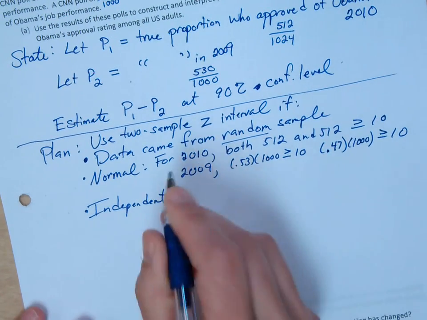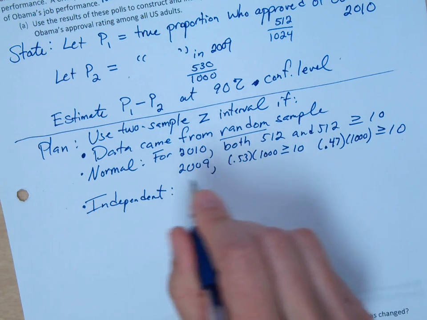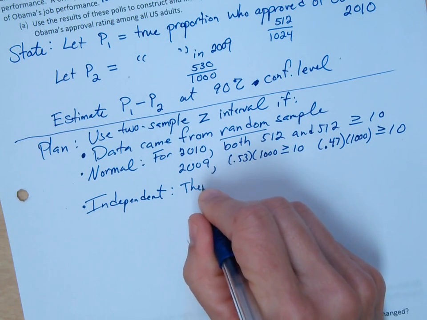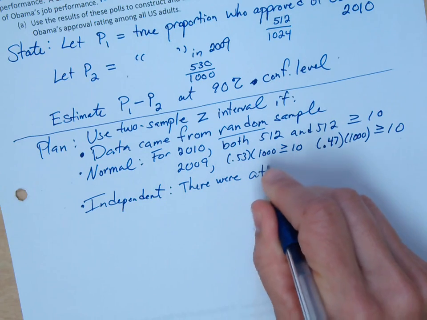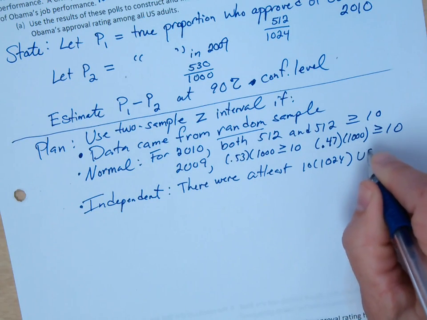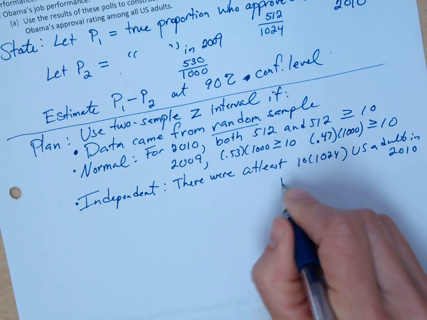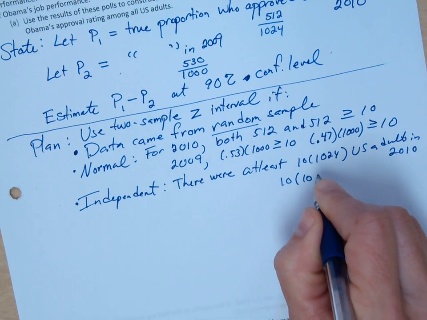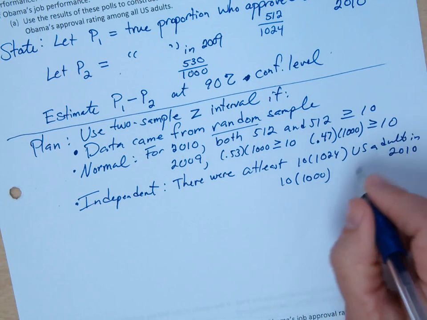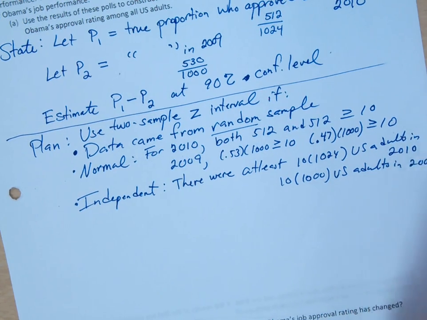Did we sample more than 10 times 1024 adults? Are there at least that many? Yes. So we have to do that for both. There were at least 10 times 1024 U.S. adults in 2010 and 10 times 1,000 U.S. adults in 2009. Okay. All right.